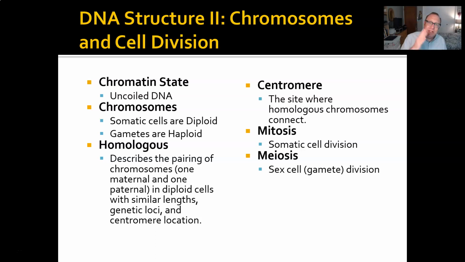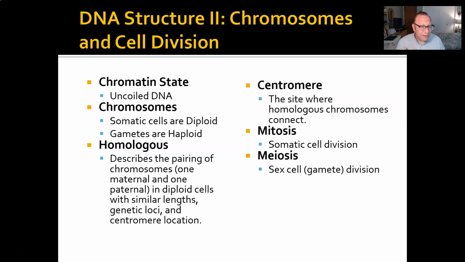Somatic cells are diploid. That means they have two complete sets of DNA. That is, they have a complete set from your father and a complete set from your mother. Gametes, on the other hand, are haploid, which means they have one set of DNA, but it's a mix of DNA from your father and your mother. So, that's a major difference to remember.